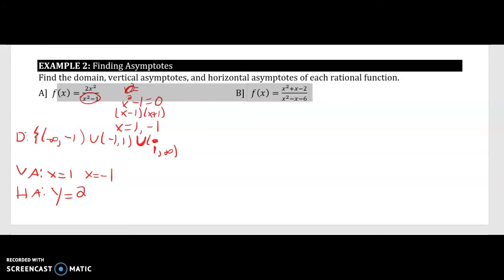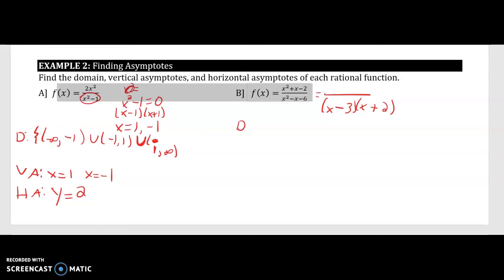Let's try letter B. So we need to factor the top and the bottom when we get the chance. We definitely have to factor the bottom first to find our domain. So we're going to factor the bottom. What multiplies to x squared? X and x. What multiplies to 6? 3 and 2 or 6 and 1, we have to add or subtract a 1, so it's got to be 3 and 2. Signs are different, bigger one's negative.